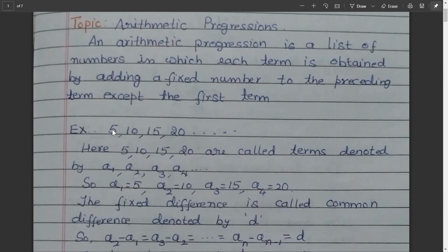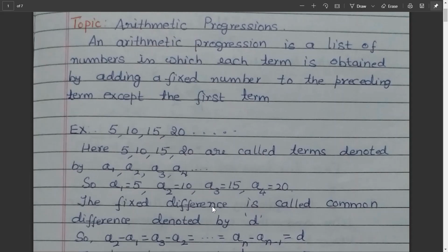If this is in AP, each term here, 5, 10, 15, 20, is called a term, denoted by A1, A2, A3, A4. Here A1 is 5, A2 is 10, A3 is 15, A4 is 20. This gives you the place. In which place 20 is there? So in fourth place 20. In third place 15 is there. In second place 10. In first place 5.